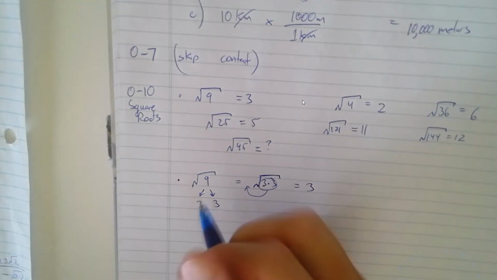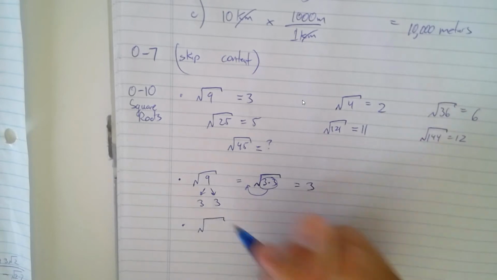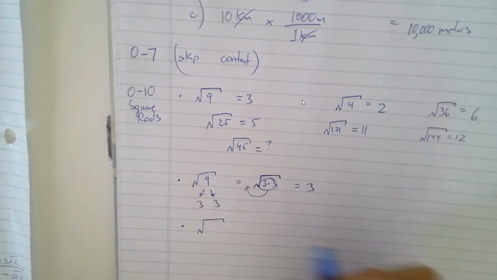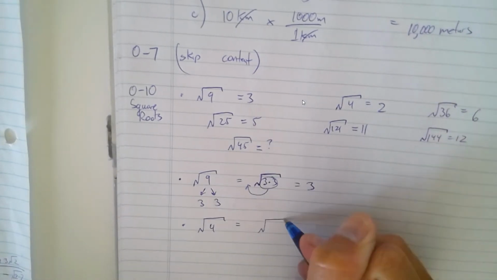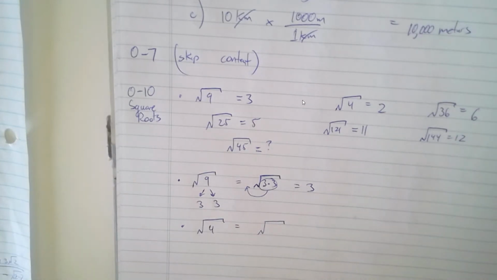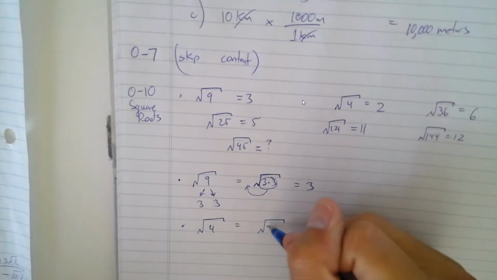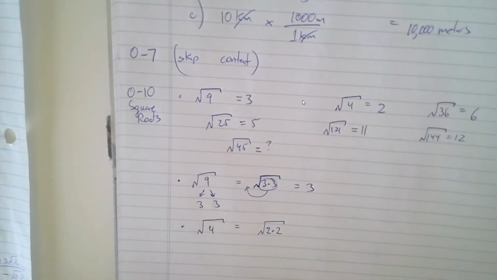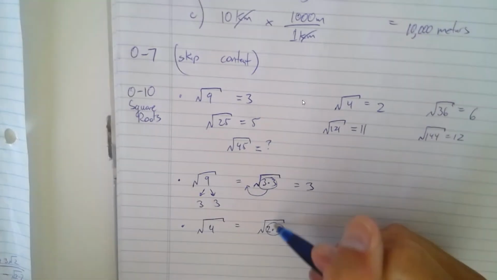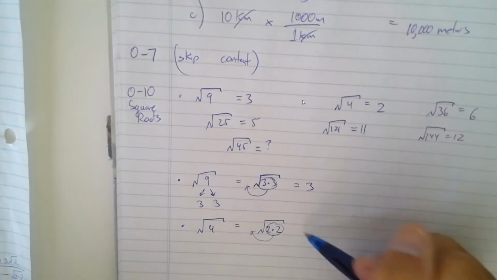Let's do that again for, let's say, 4. Besides 4 times 1, what are two factors that can multiply to get to 4? Yes, 2 times 2. Again, do I have a pair of numbers that I can pull out? Yeah, it's 2 and 2. Since I have a pair of 2s, I can pull them out and I get 2.